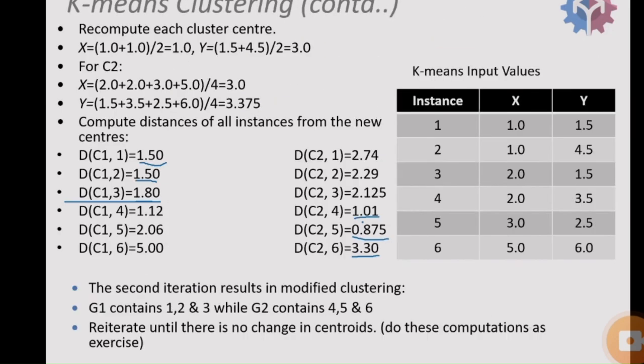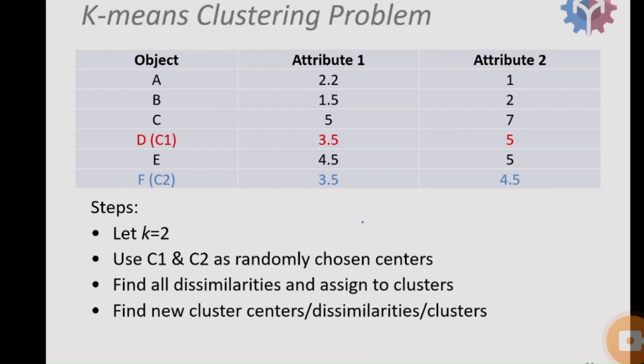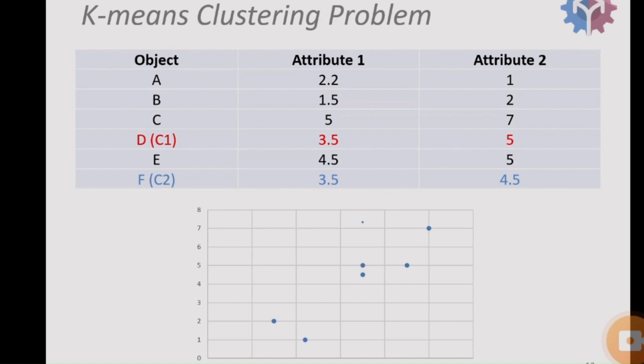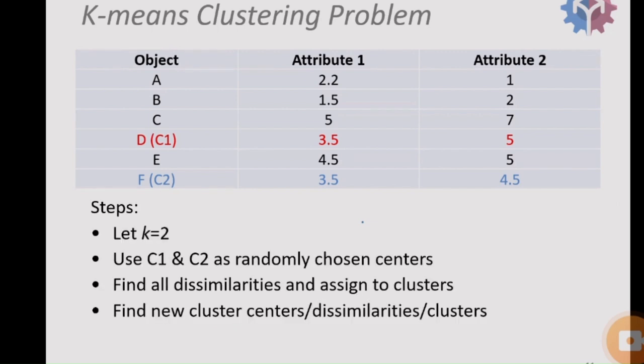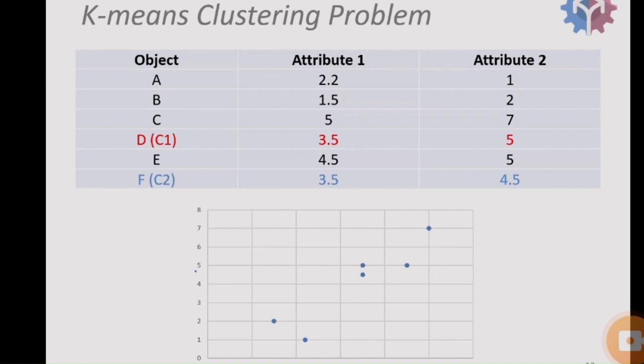Here again we have 6 data points with 2 different values. What I normally suggest, and I would suggest the same to you during the exam, is to get a sense of the outcome. What you can do is first plot your data. You can see here that I'm saying let k equal 2, and I have randomly picked C1 and C2. But what I would suggest is to plot it first.